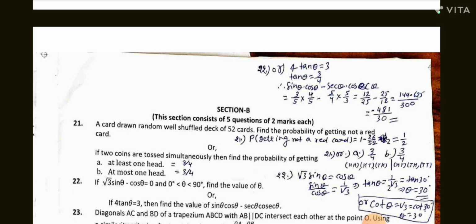Now we need to find sin theta into cos theta minus sec theta into cosec theta. Sin theta equal to 3 by 5. Cos theta means base by hypotenuse, 4 by 5. Sec theta is the reciprocal of cos theta, 5 by 4. Cosec theta is the reciprocal of sin theta, 5 by 3. If we simplify it, it will be minus 481 by 300. Sorry, here the 300.